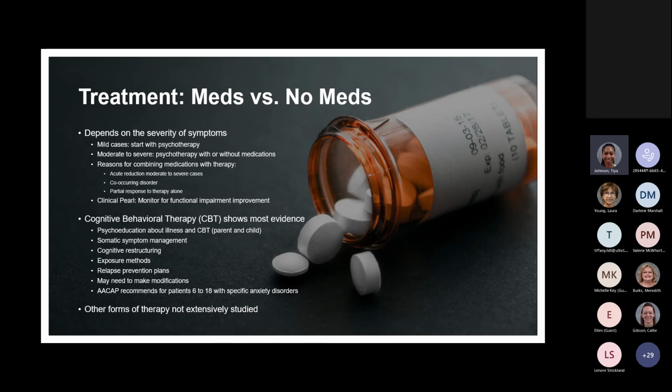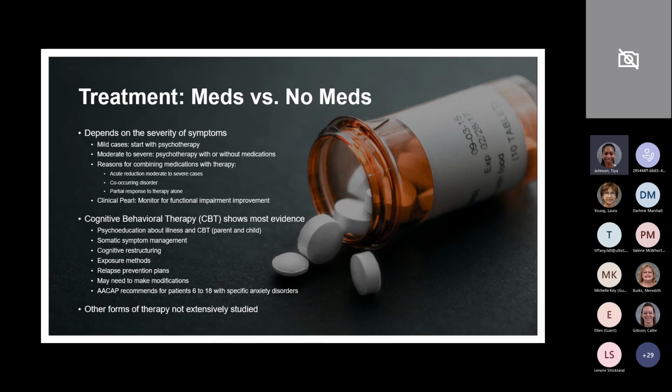We need to treat with medications along with therapy because there's a co-occurring disorder that requires medication, and we need to make sure we're adequately treating that because that's affecting the therapy. And then in cases where there's a partial response to psychotherapy alone, so like say that there's a mild case and it's some response to psychotherapy, but it's just not a full response we would expect, then we're going to utilize medication in those cases as well.